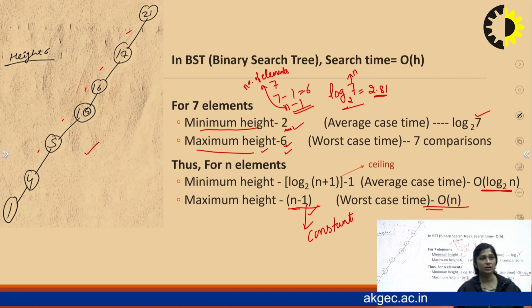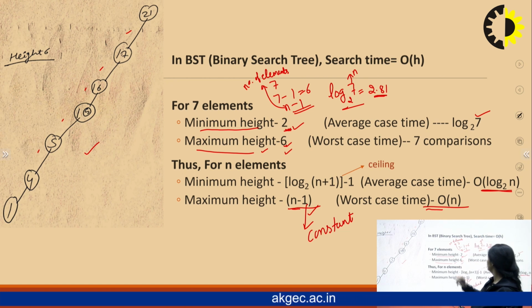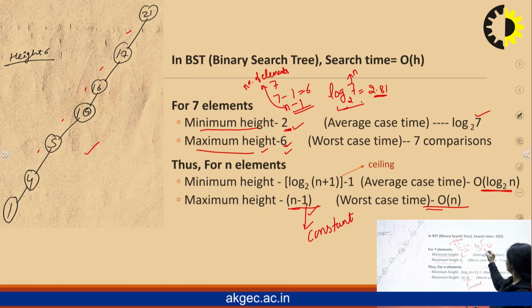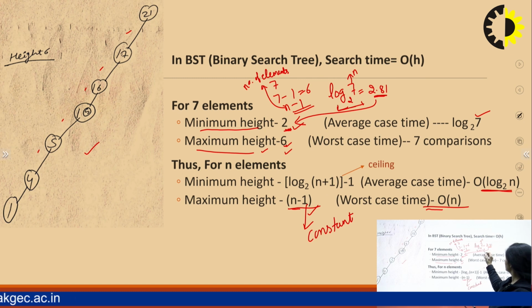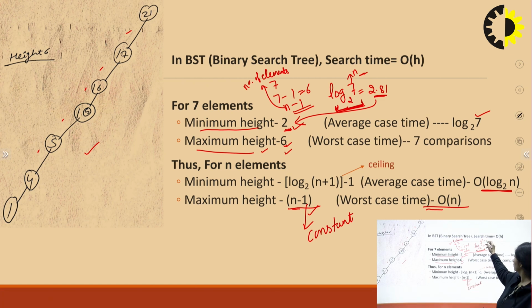When we take the minimum height, it is 2. When we are finding height 2, we take log 7, with the total number of elements 7. When you find the value of log 7 base 2, it is approximately 2.81, which is equal to this 2. It means the time complexity is log 7 base 2, where 7 means n. So we can write it as log n base 2. This is log n base 2. Correct? This is the time complexity.